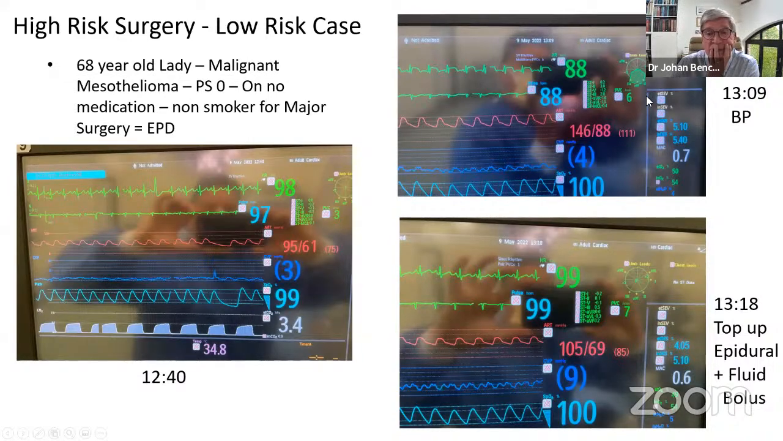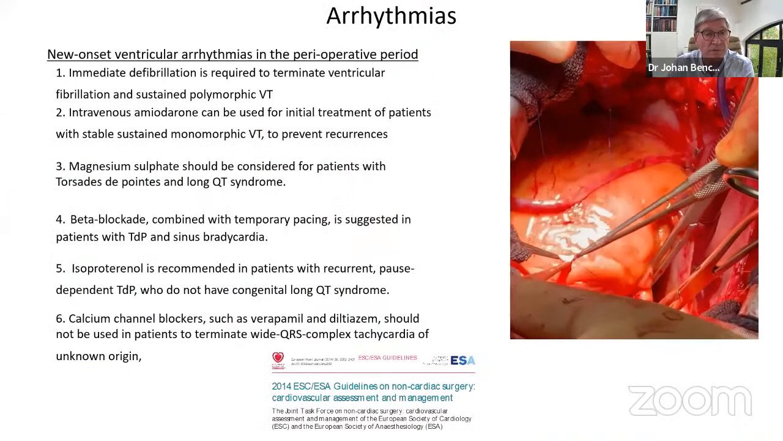Another thing to do on the monitor is to look at the ST segment, just add some computerized ST segment analysis, and you can see the STs went down. And all I did for her specifically was top up the epidural and give her a fluid bolus. Blood pressure came down and the ST segments came back to normal, and she had a good outcome, and post-operatively we had no problems with her whatsoever.